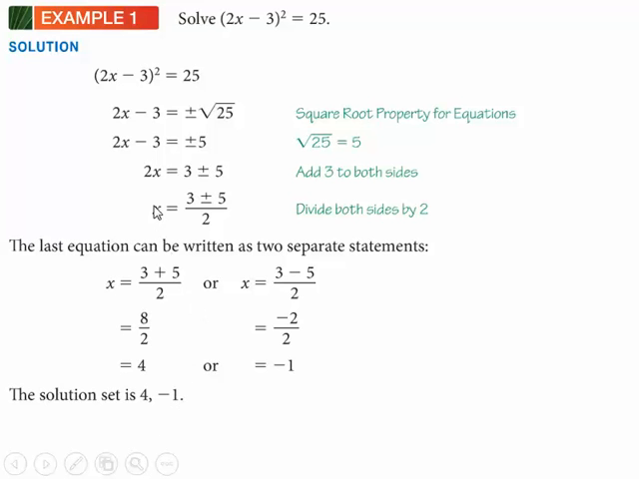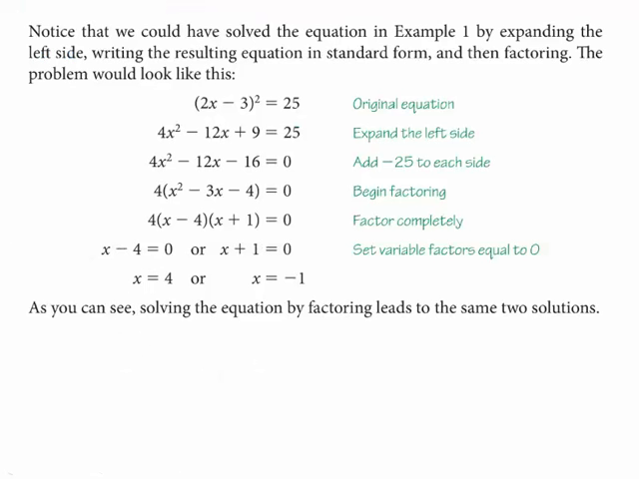Mr. H, instead of doing this method, could I actually FOIL 2x minus 3 times another 2x minus 3, FOIL it all out, keep on simplifying it, scoot the 25 over to set it equal to 0, and solve it? Yes, you can. A lot more work. But yes, you can FOIL this all out, subtract our 25, start factoring it down. Eventually, hey, we still get the same answers, right?